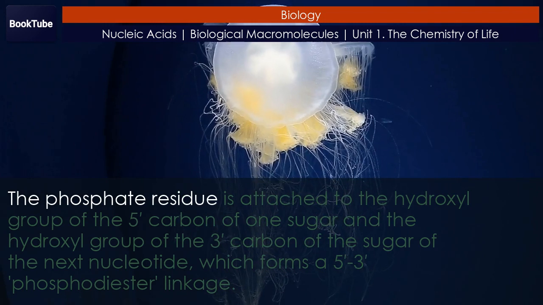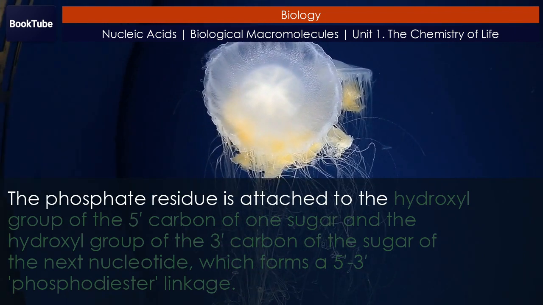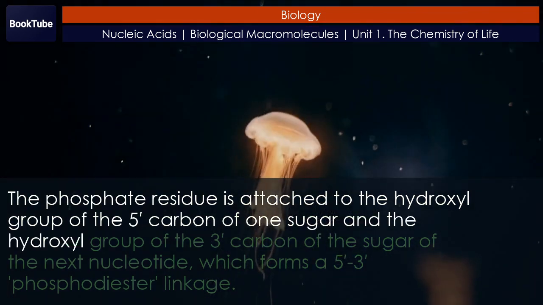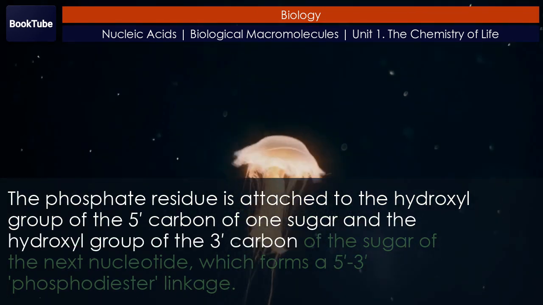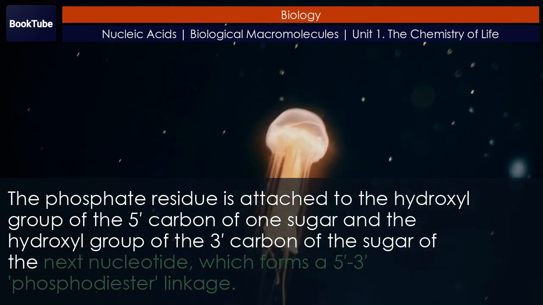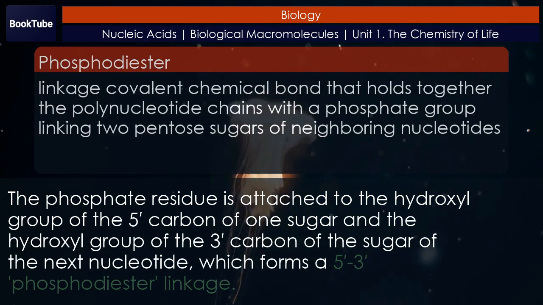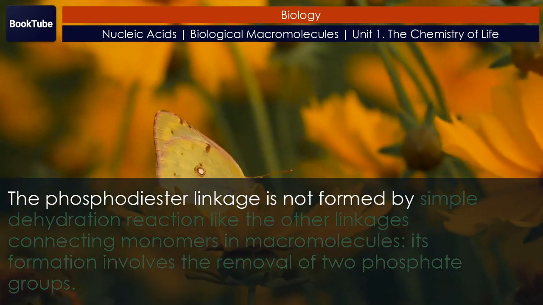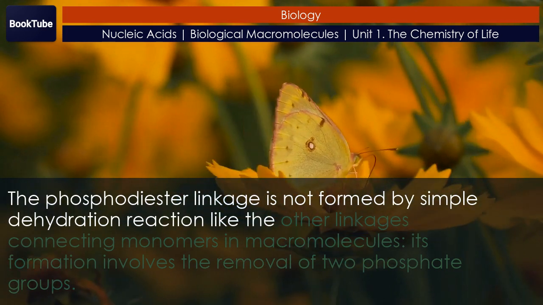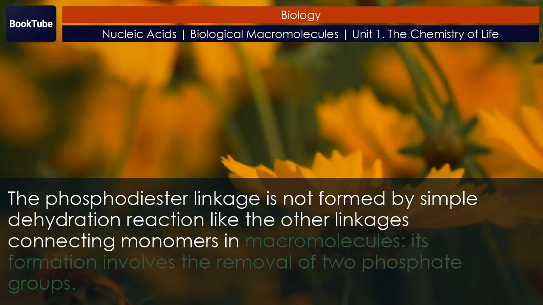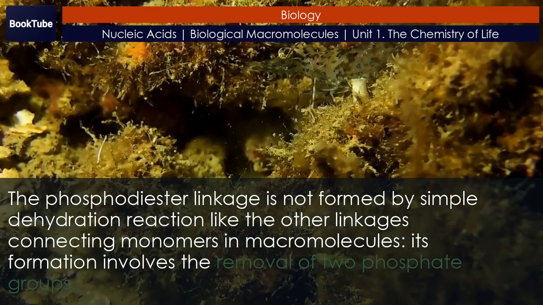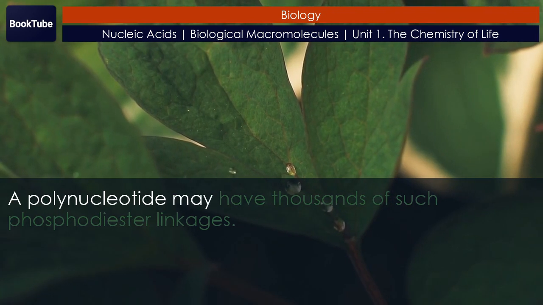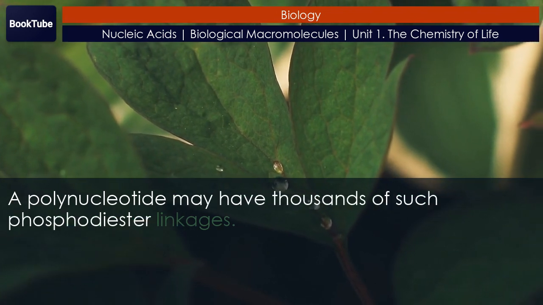The phosphate residue is attached to the hydroxyl group of the 5' carbon of one sugar and the hydroxyl group of the 3' carbon of the sugar of the next nucleotide, which forms a 5'-3' phosphodiester linkage. The phosphodiester linkage is not formed by simple dehydration reaction like the other linkages connecting monomers in macromolecules. Its formation involves the removal of 2 phosphate groups. A polynucleotide may have thousands of such phosphodiester linkages.